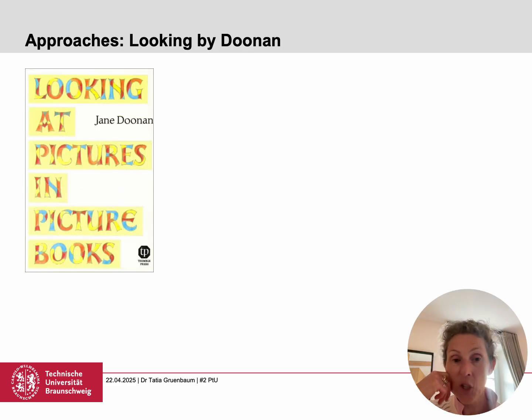Right, we have arrived at Jane Doonan. So Jane Doonan, I'm a really great fan of her work. This book, I think it's from 1993. Very accessible, easy read. So if you're interested, do see if you can get your hands on this copy.